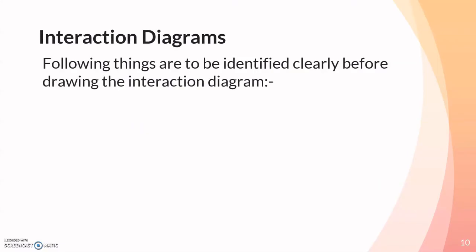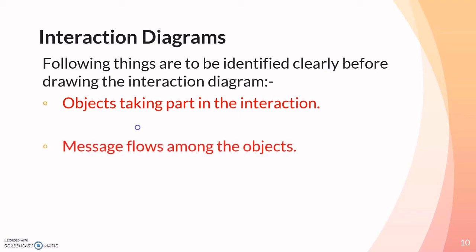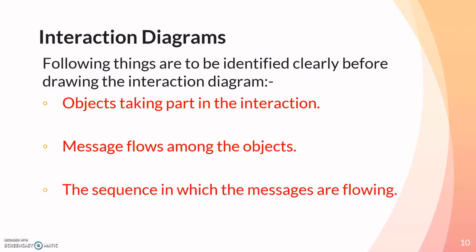The following things are to be identified clearly before drawing the interaction diagram. Let's see what they are: objects taking part in the interaction, message flows among the objects, and the sequence in which the messages are flowing. Then object organization.